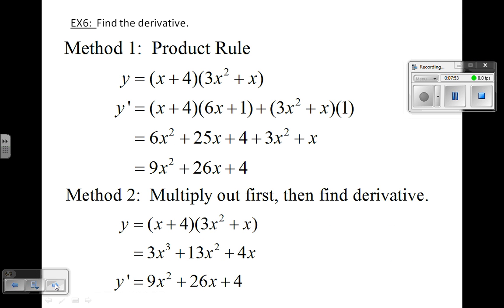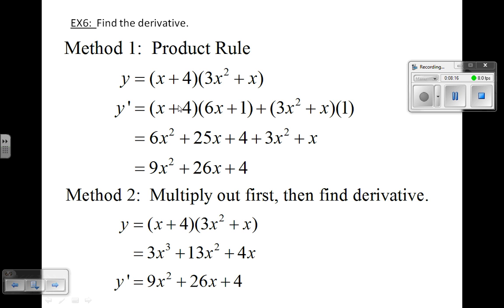So this is basically what I was just saying. So let's say you have this function here, y, which is x plus 4 times 3x squared plus x. So our directions are find the derivative, and we're going to do two methods. One is the product rule that we just learned, and the other one, we'll actually multiply it out first, and then we'll find its derivative, and hopefully you can see that we get the same answers in the end.